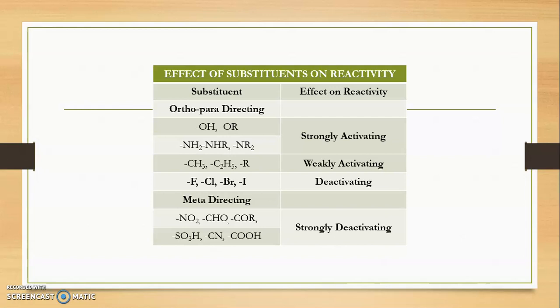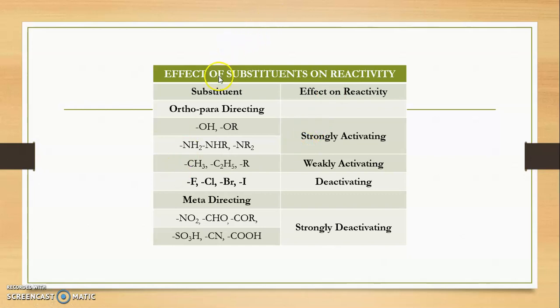Now here you can see one column where the substituents are placed, and another for the effect on reactivity. Effect on reactivity means the effect on the electrophilic substitution reaction, whether the reaction takes place fast or at a slow rate. It depends upon the substituent that is present on the benzene.